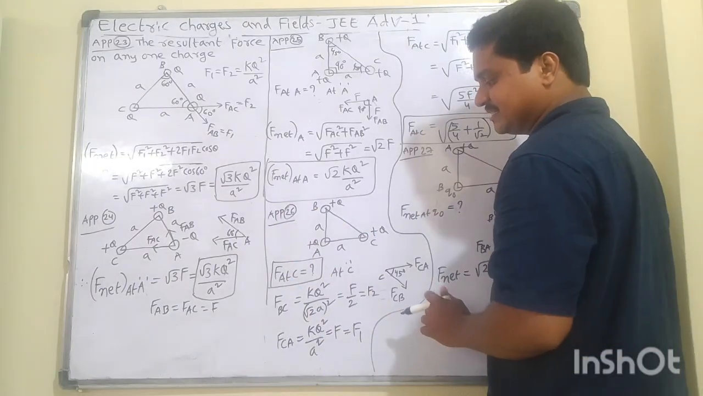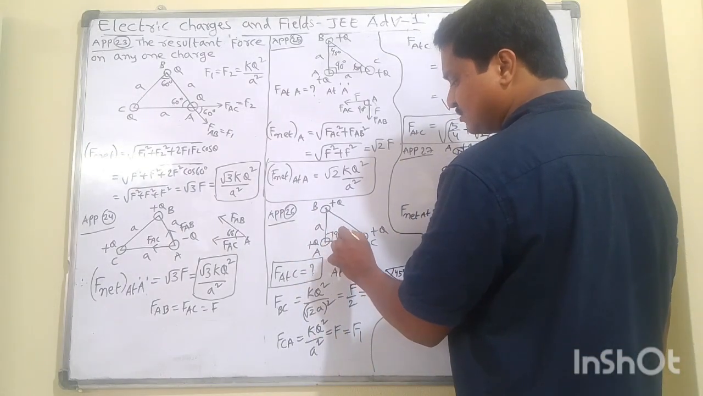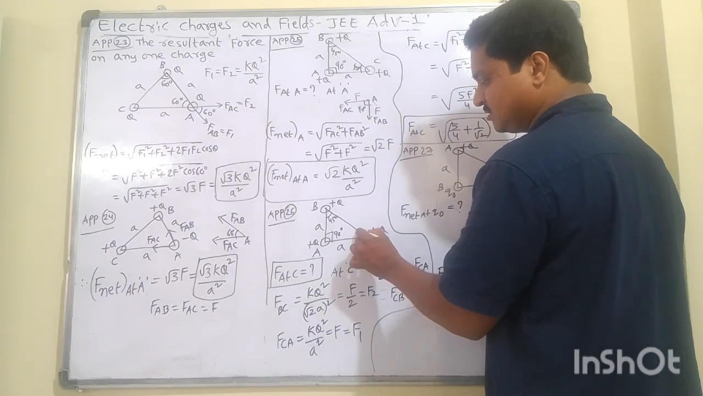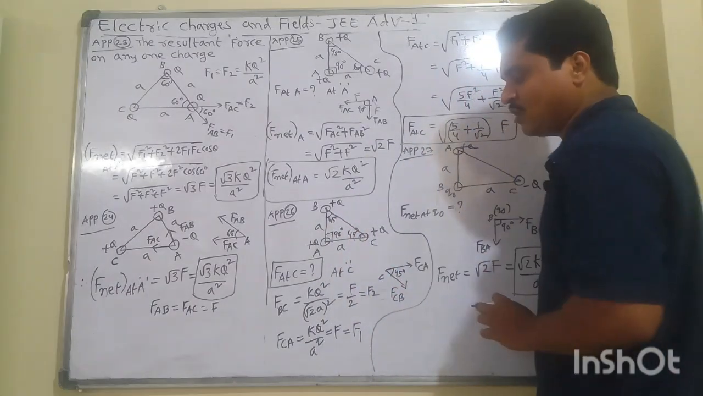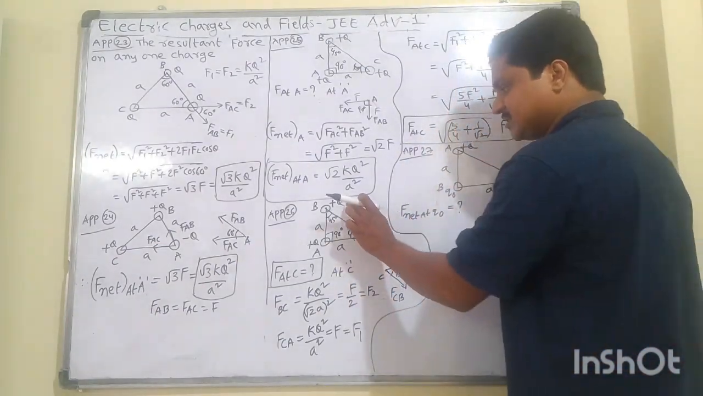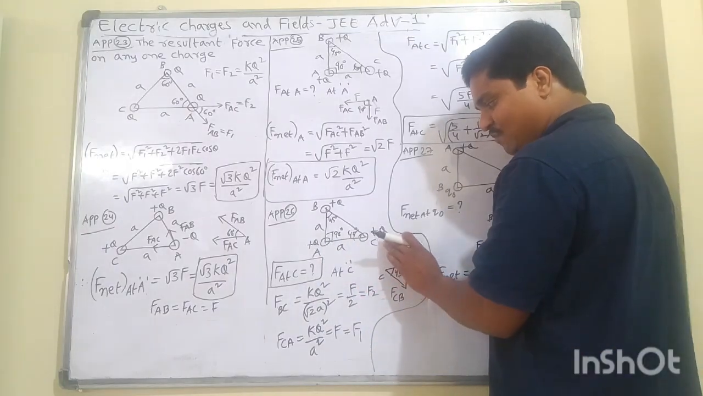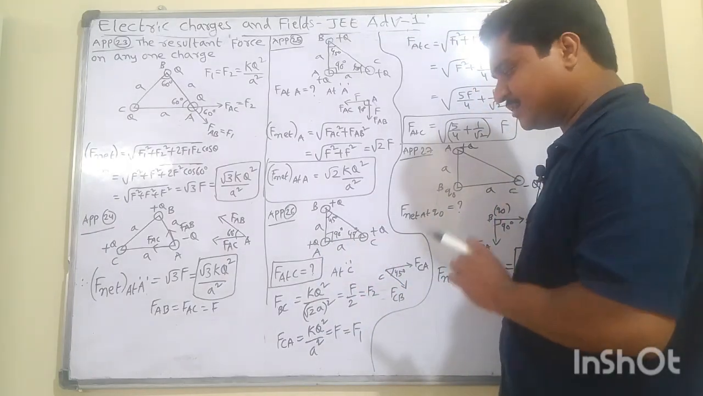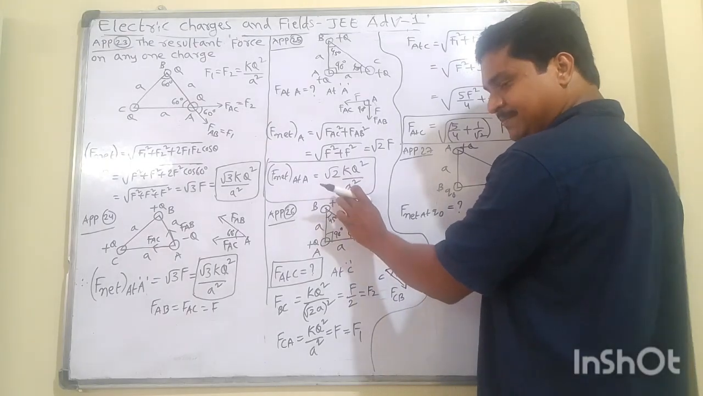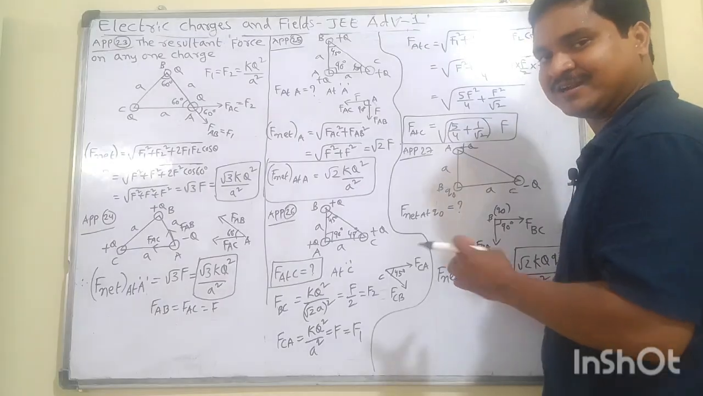Coming to application 26. Again I am taking a right angle isosceles triangle having the angles 90 degrees, 45 and also 45. Here I want to find the net force at point C, and I am placing the charges plus Q, plus Q, plus Q at the vertices of the triangle. At C I want to find the net force. For that, take the charge at C towards B and towards A and find the net force between them. You will get the answer.